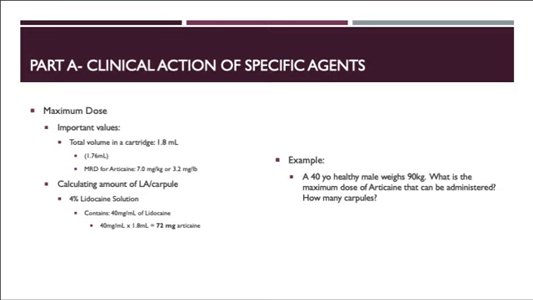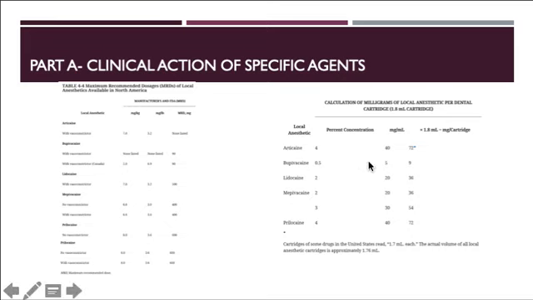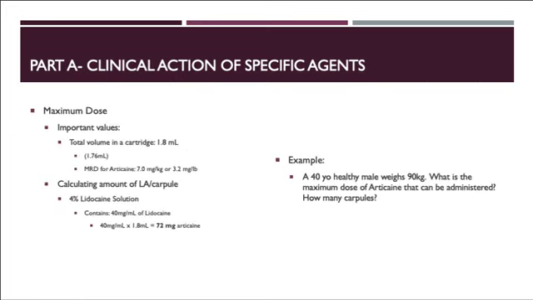Now, you take the 630 milligrams and divide it by, let's go back to this other chart, and for articaine, in a 1.8 ml cartridge, there are 72 milligrams of articaine. So you're going to take that 630 milligrams, divide it by 72 milligrams, and you get about 8 3/4 carpules, or 8.75.